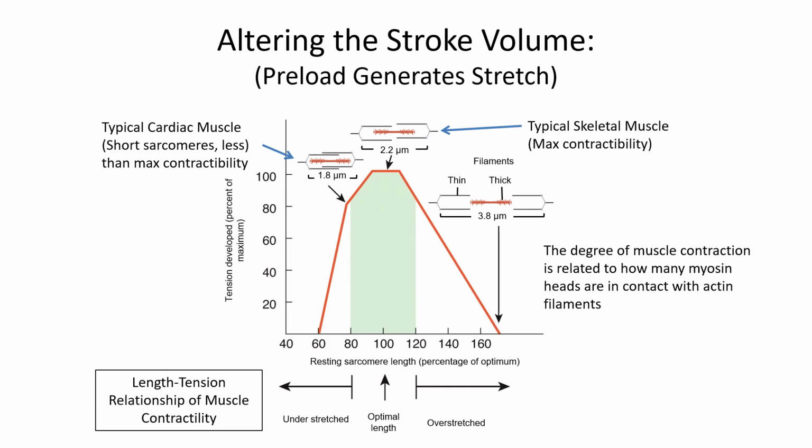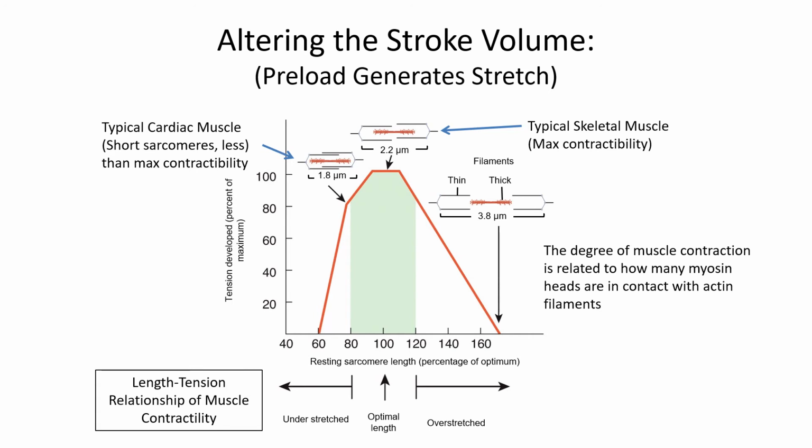Now let's say that you have to run for a bus. Your body is going to try to increase your cardiac output. There's a few ways it can do that. One of the ways, the most obvious, is to increase your heart rate. That will increase the cardiac output because you're pumping blood more frequently.